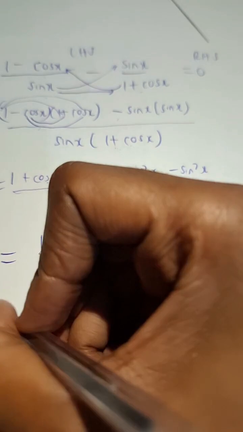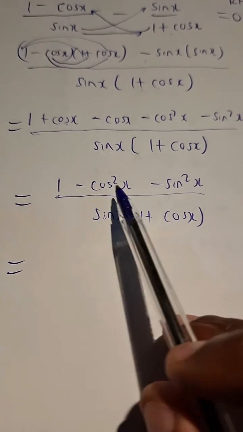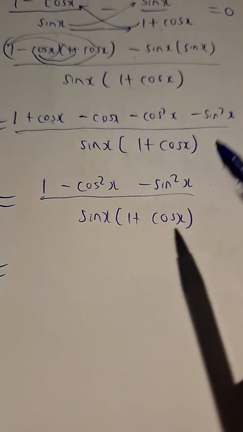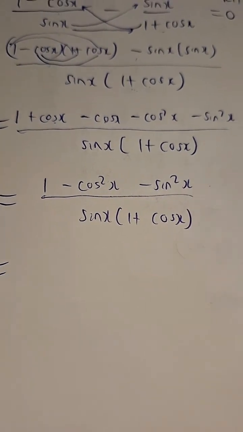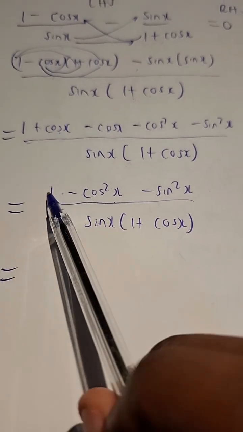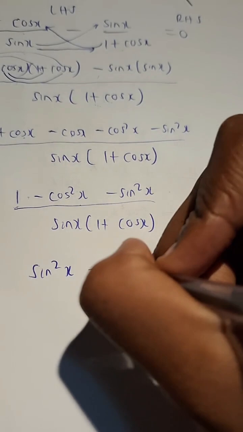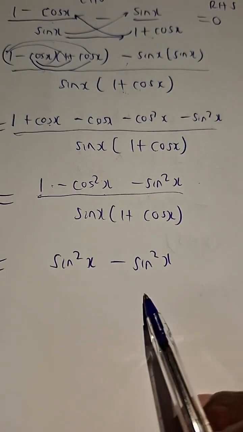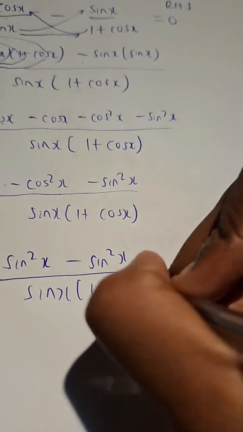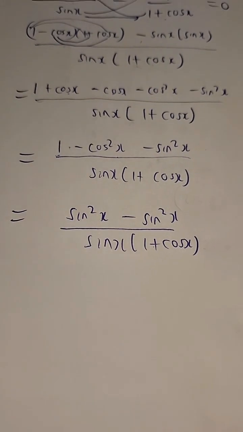Then 1 minus cos squared x. No factorization can be done. Simplification, there's no other addition and subtraction of like terms, so simplification and factorization strategy has been exhausted. Then we go to identities. 1 minus cos squared x is an identity. It's equal to sine squared x minus another sine squared x over the sine x into 1 plus cos x. You see how we are constantly switching between simplification, factorization, identity, simplification, factorization, identity.